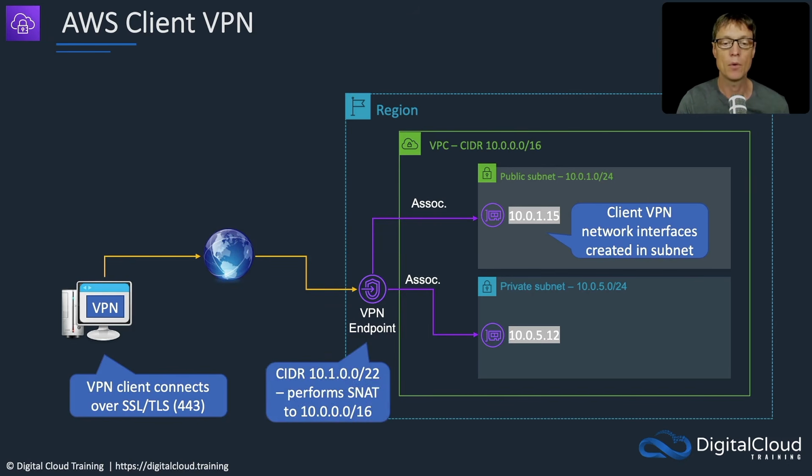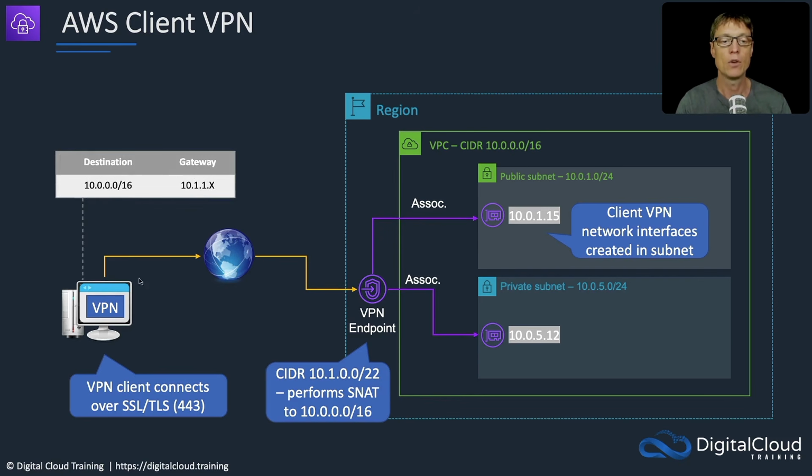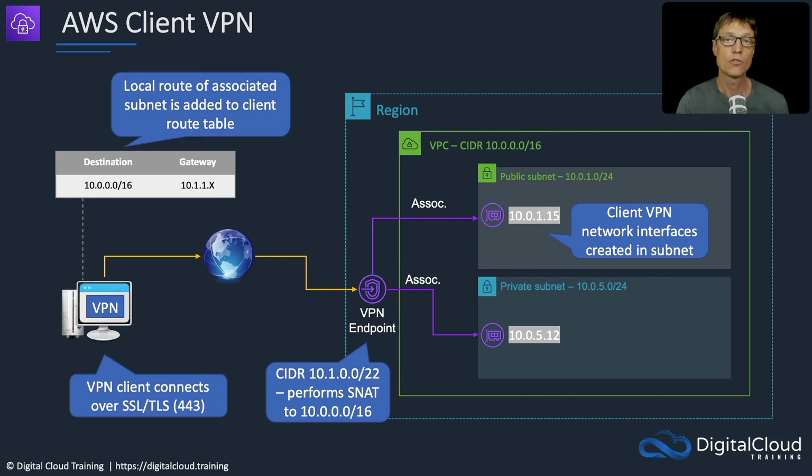The VPN endpoint will actually perform source network address translation from the CIDR block that's associated with the VPN client to the CIDR block that's associated with the VPC. And on the client side, if you look in your route table, you can run a command on Windows, which is route print, and you would then see your route table, and you'd be able to see that you have a destination for the CIDR block of the VPC and a gateway, which is pointing at the VPN endpoint. So that's the theory behind how a client VPN works.